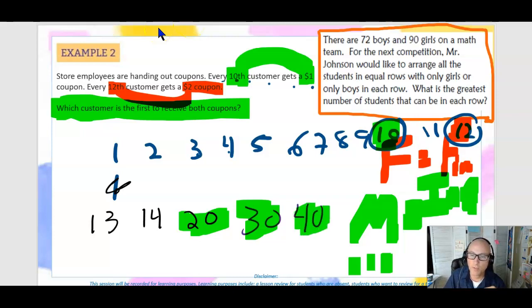The next, the 10th person. These are multiples, aren't they? Yeah, we can just do multiples. They go on forever, don't they? So if we just did multiples of 10 and 12, that should get it.